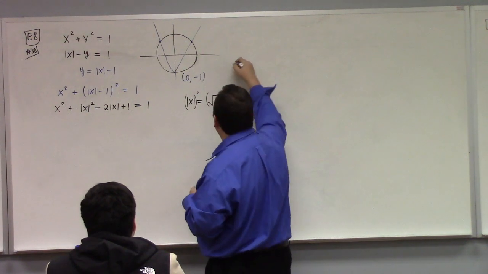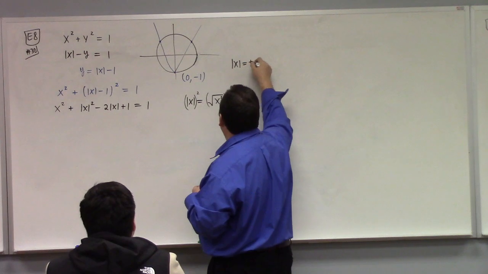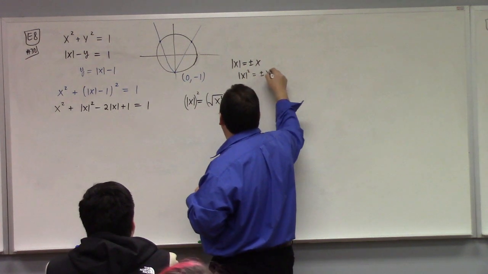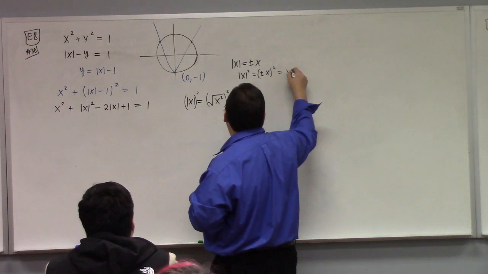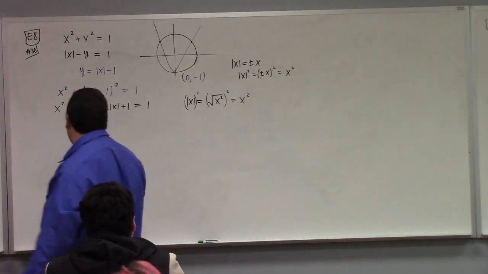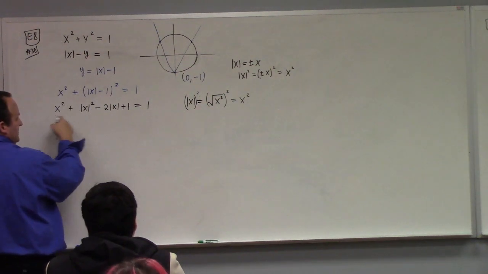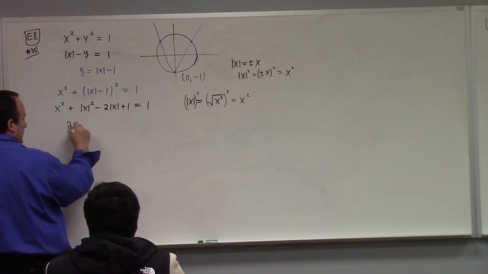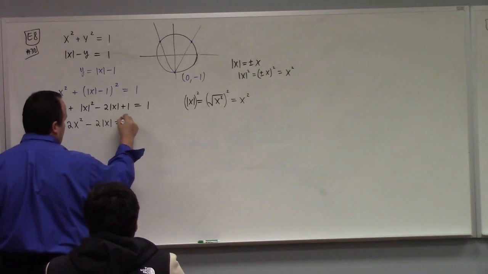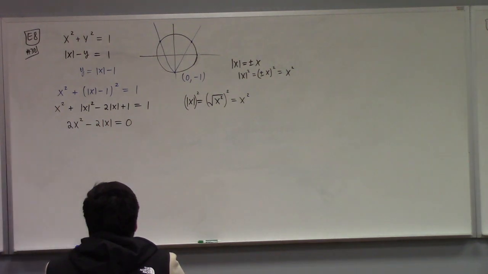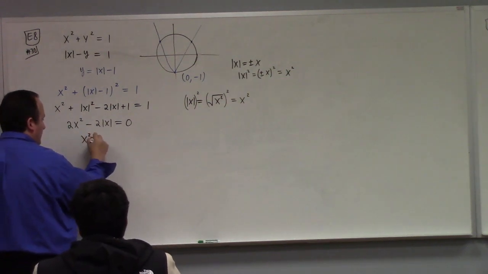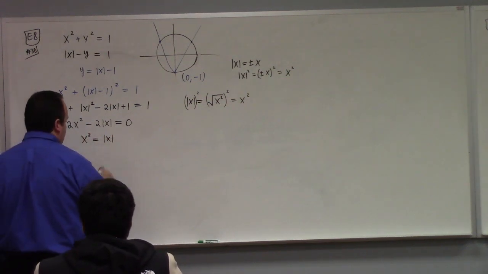Or another way to look at it is, since the absolute value of x is plus or minus x, when you square it, you get x squared, right? Because either you get plus plus, which is plus, or minus minus, which is plus. Anyway, what we got here, these two combine to give me 2x squared minus 2 times the absolute value of x equals 0, which then gives me that x squared equals the absolute value of x.